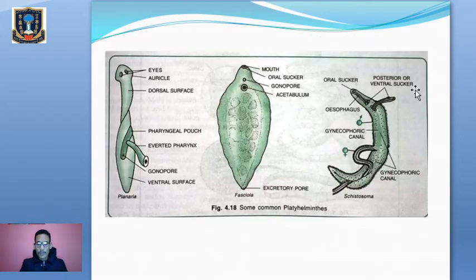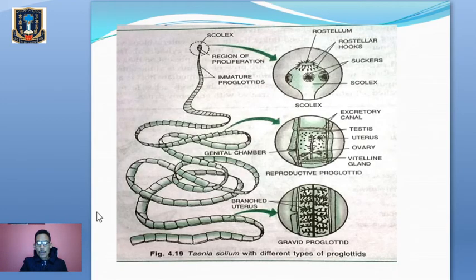So let's see the diagram. Here you can see a few examples of Platyhelminthes, the planaria worm, which has the property of regeneration. Then Fasciola, we have Schistosoma also. Then we have the tapeworm, which belongs to the phylum Platyhelminthes. So they are dorso-ventrally flattened.